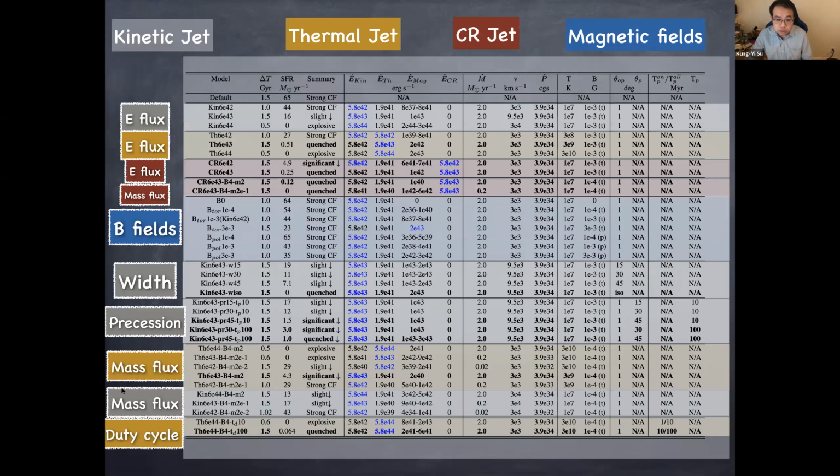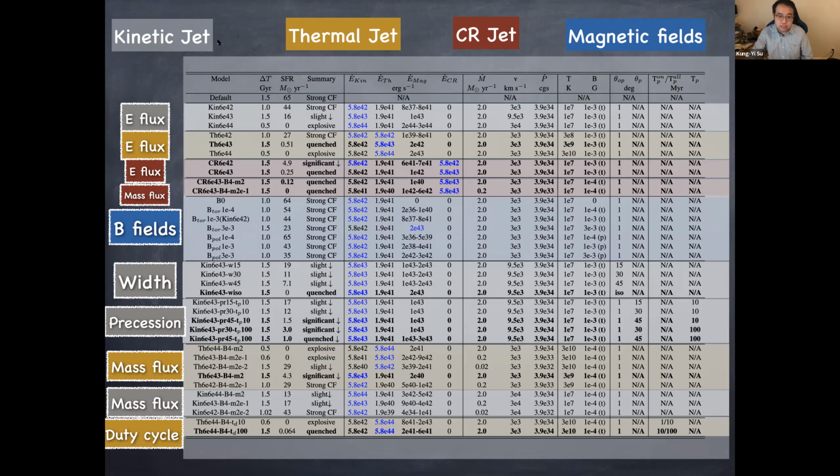So this is the whole suite of runs, again a long list of runs that we've run in this work. I will talk about them in more detail later, but more or less we have a few kinetic jets, thermal jets, cosmic ray jets, and those experimenting with different magnetic field compositions.